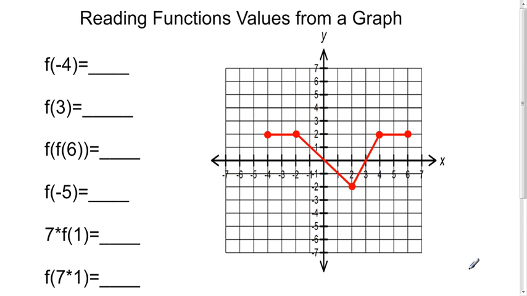Okay, we're going to continue our study of functions here for a little bit. We're going to talk about reading function values from a graph. It's very important that we understand inputs versus outputs here and how they're involved in the notations when we do this. So for instance, here we're asked for f at -4.